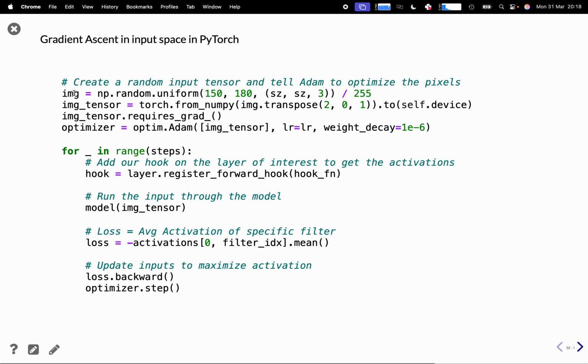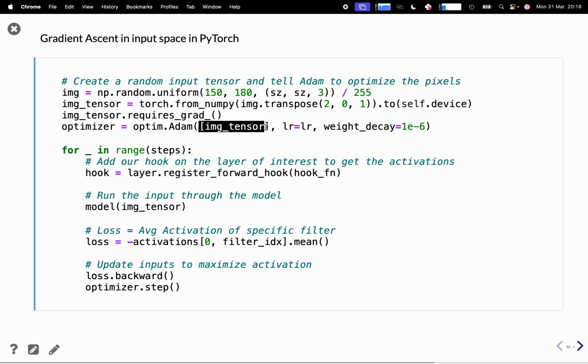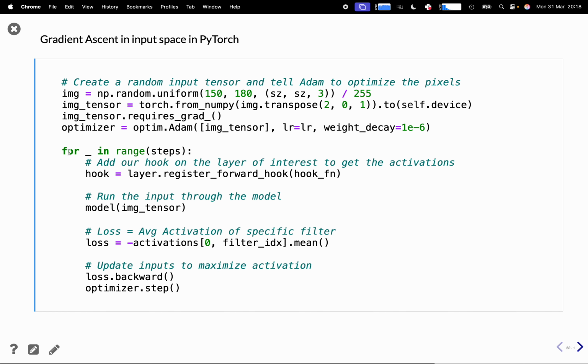We start by first creating a random input image, just uniform values randomly, and a bit normalized, right? And then we're going to convert it to a tensor. We have to transpose because PyTorch tends to like the channels in the first dimension. We're going to move that to the GPU, and we're going to tell it, well, this input tensor has gradients, right? So we're going to learn them. And then we tell Adam, our optimizer, to optimize the weights in our input image. Okay. Then we're going to take a number of iterations.